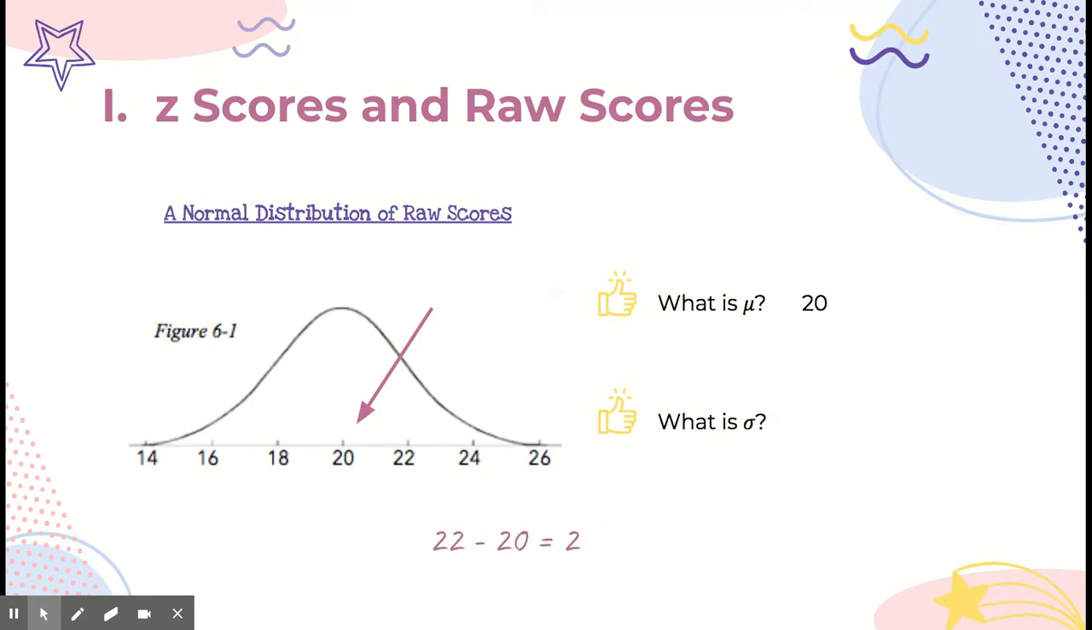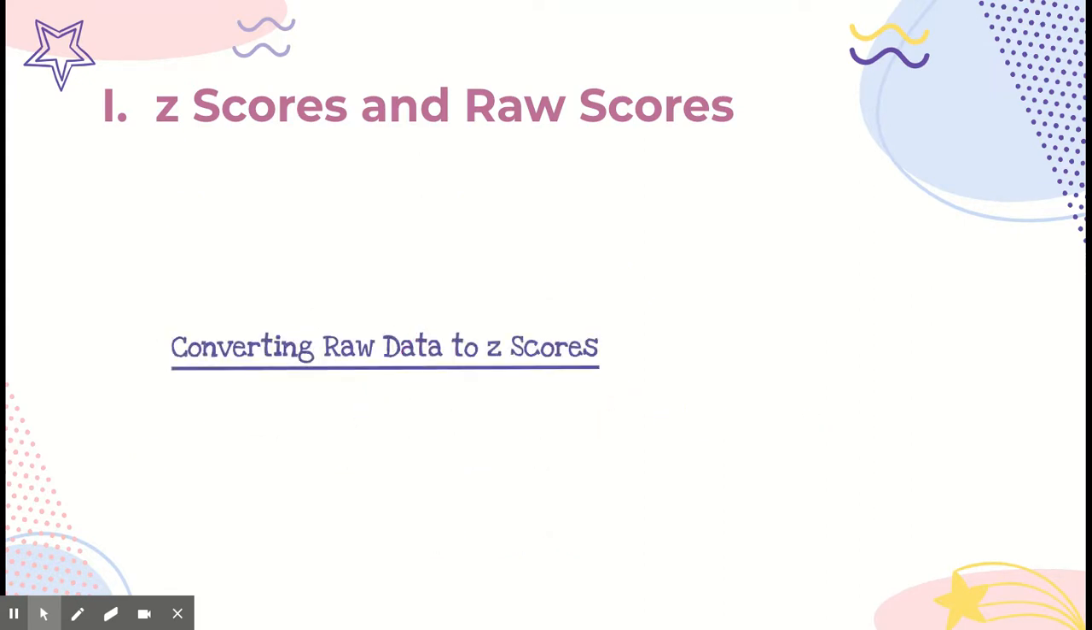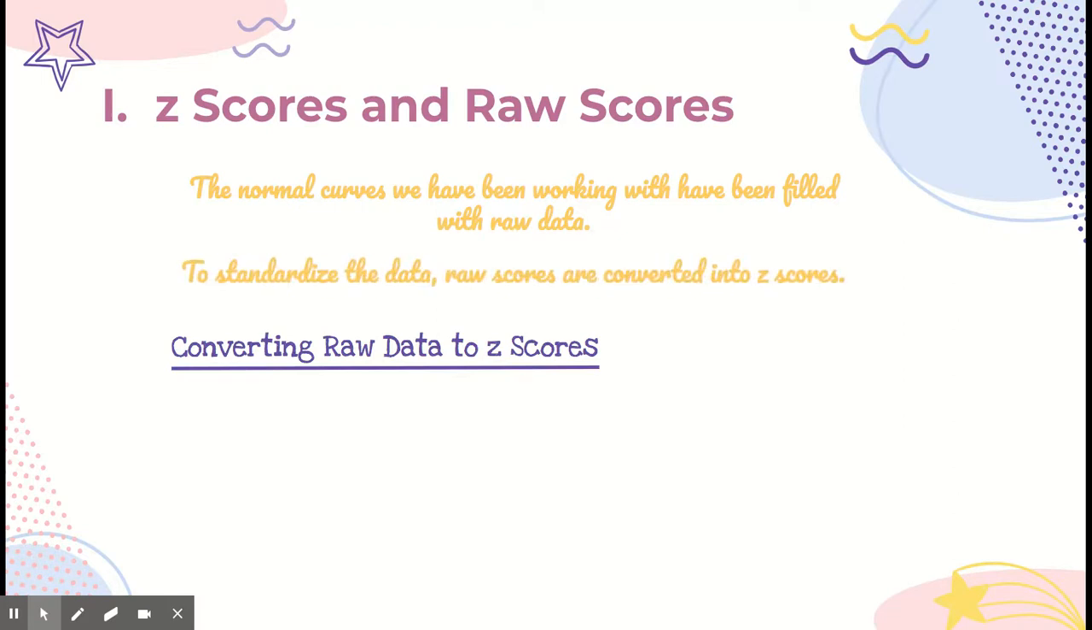So if we take 22 minus the mean, we get 2. And each one of those scores on the distribution of raw scores is 2 units apart, which means that the standard deviation is 2. The normal curves we've been working with have been filled with raw data. To standardize the data, raw scores are converted into z-scores. This is the formula with which they are converted.